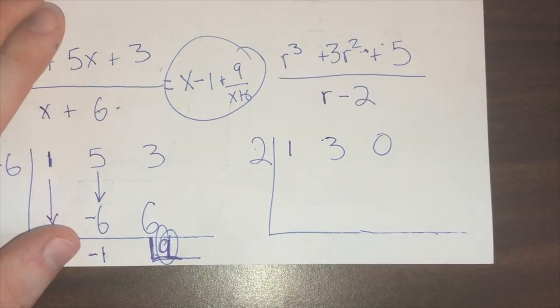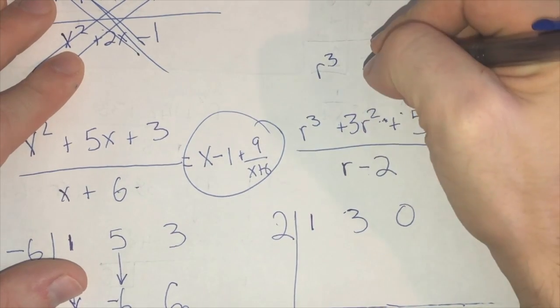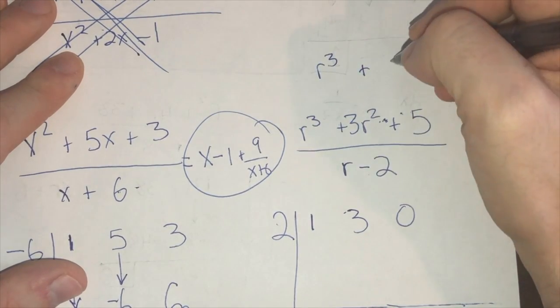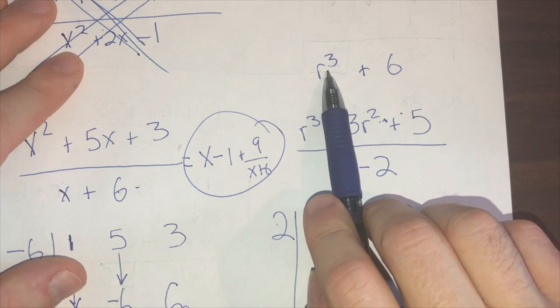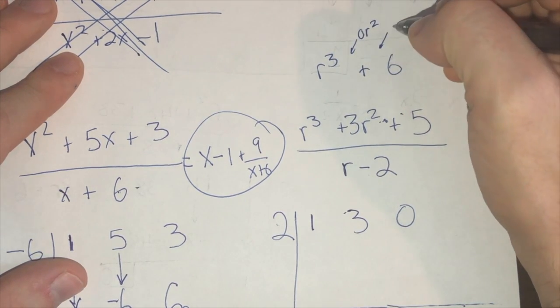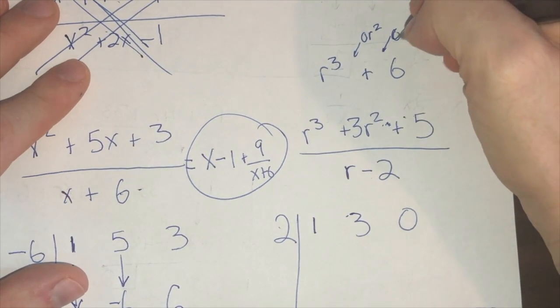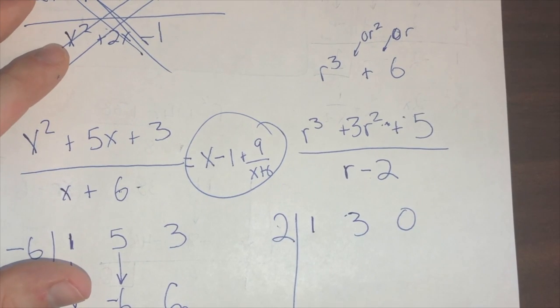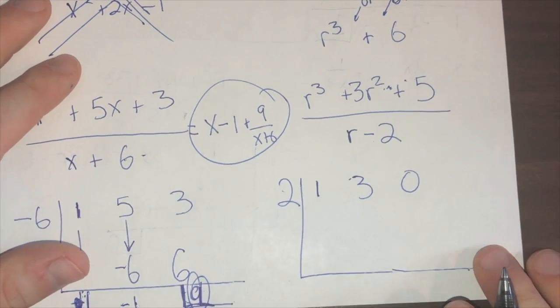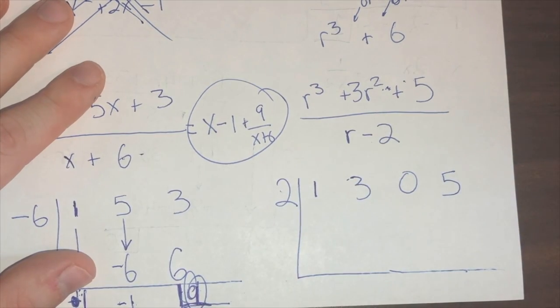Here's the thing, just a quick refresher. Let's say I had done r cubed plus, I don't know, 6. Then you'd have to put in a 0 for the r squared and a 0 for the r. So that's important to think about. Every time there's something missing, you have to put in that 0. That's really, really important. So coming back to here, here's my setup.